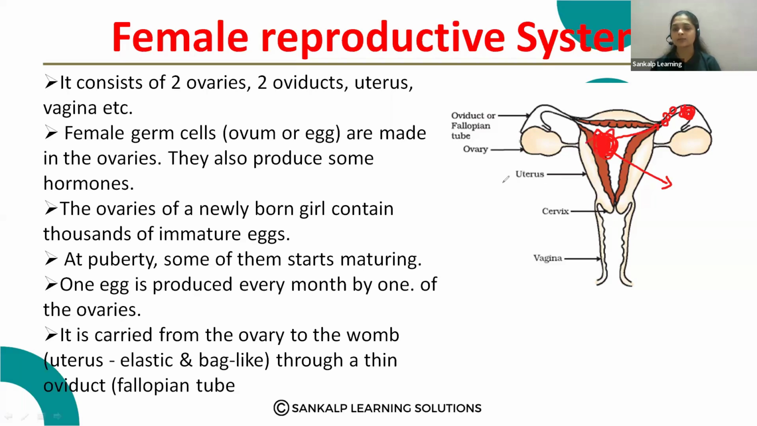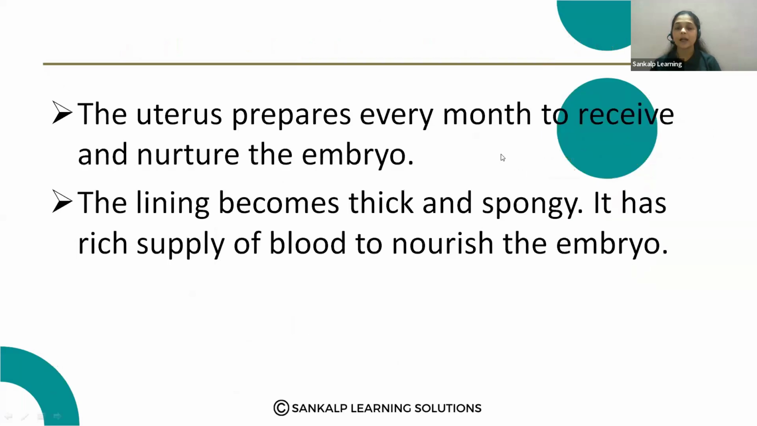So that is how the fertilization takes place in the female body, where it takes place, and how the different parts are involved in the fertilization. And this uterus, you have observed the uterus.